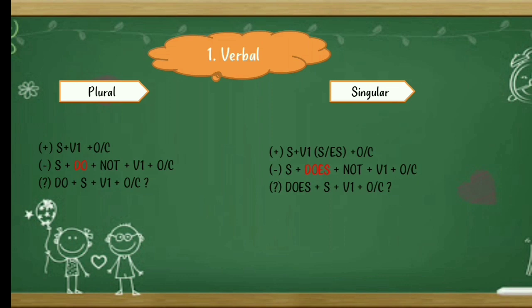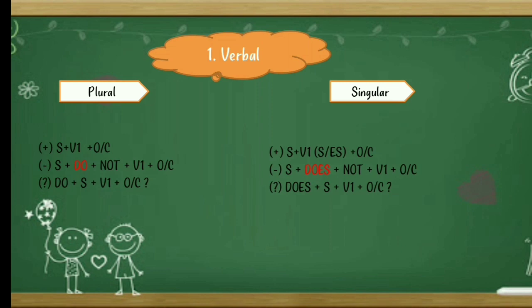Perhatikan di sini, menggunakan kata kerja pertama. Ada berapa jenis kata kerja dalam bahasa Inggris? Ada pertama, kedua, dan ketiga. Di simple present tense kita menggunakan verb 1. And then negatifnya ada penambahan do. Okay? Untuk yang plural. And then untuk yang interrogatifnya, do-nya pindah ke depan, setelah itu diikuti dengan subject plus verb 1 and object dan complement.